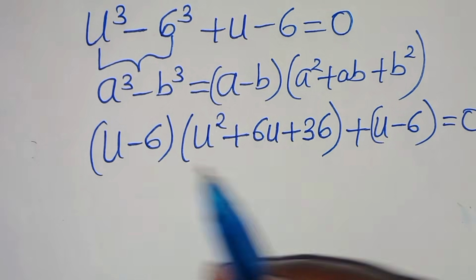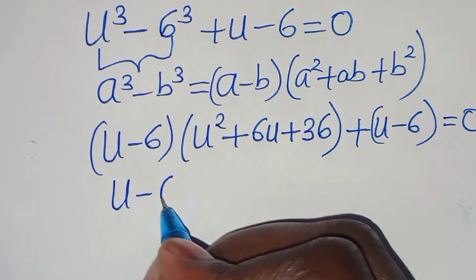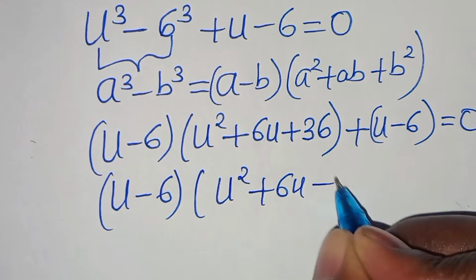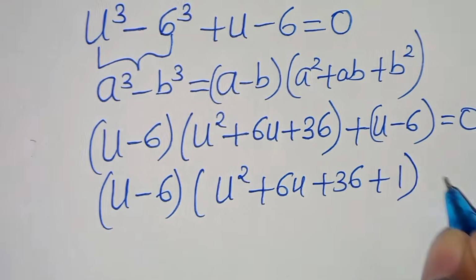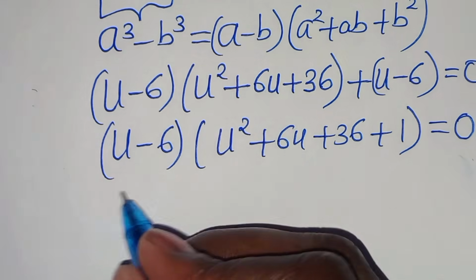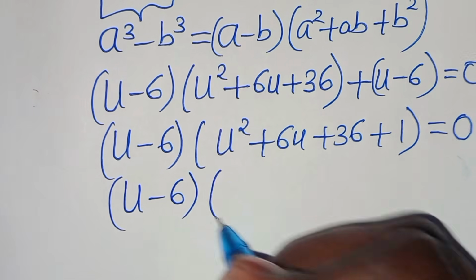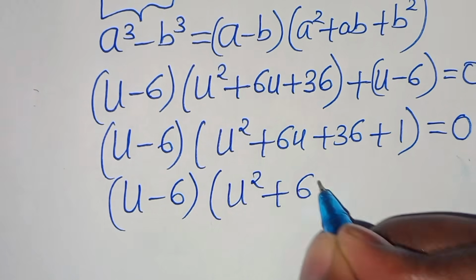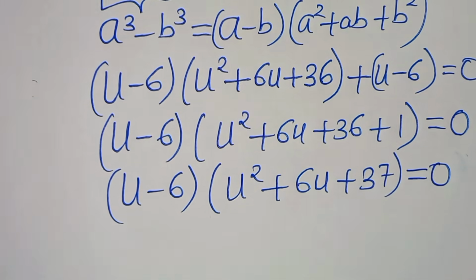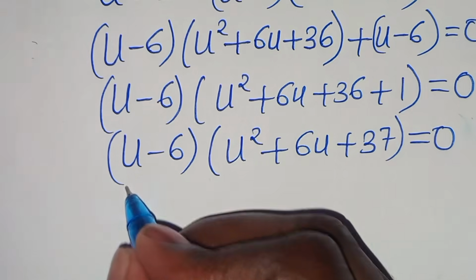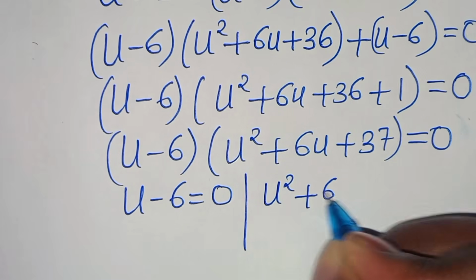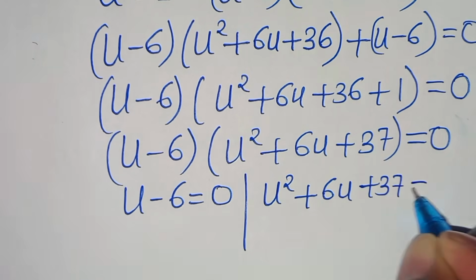If we check here, u − 6 is common, so we can factor out u − 6 into parentheses. This is (u − 6)(u^2 + 6u + 36 + 1) = 0. Now we have u − 6 times (u^2 + 6u + 37, since 36 + 1 is 37) equal to 0. We have got two parts here: u − 6 = 0, and u^2 + 6u + 37 = 0.